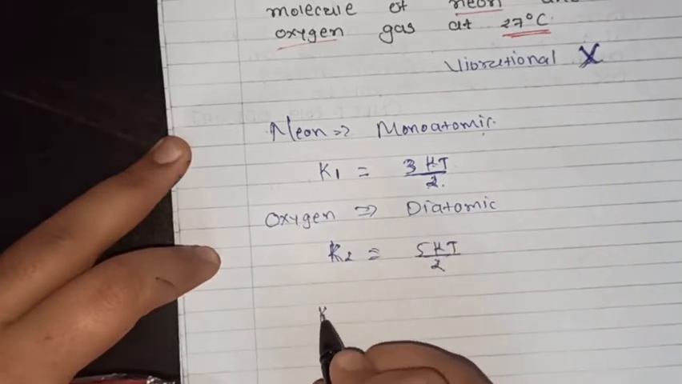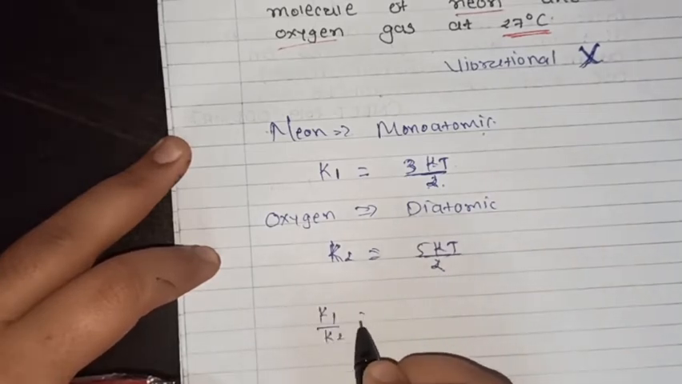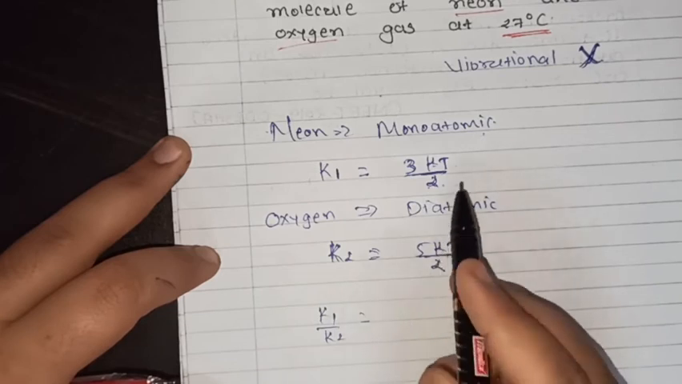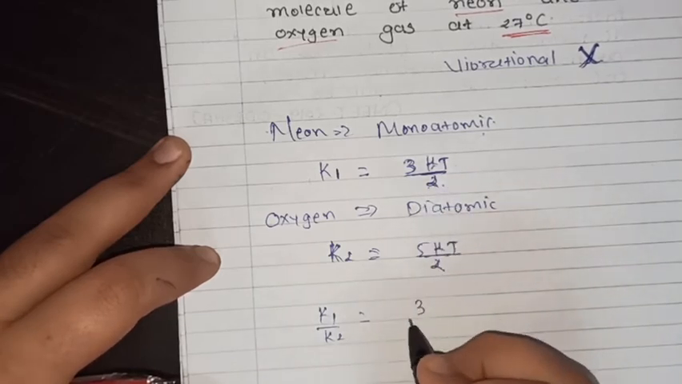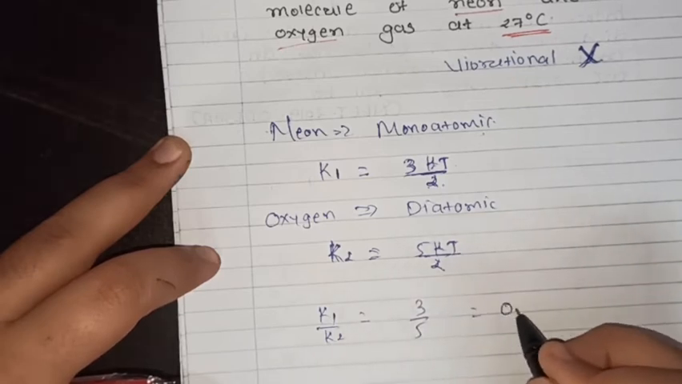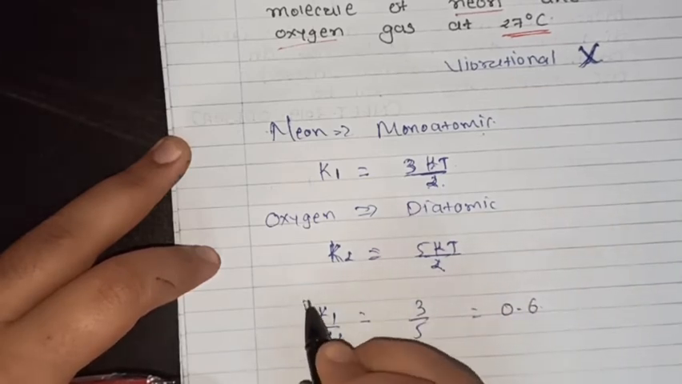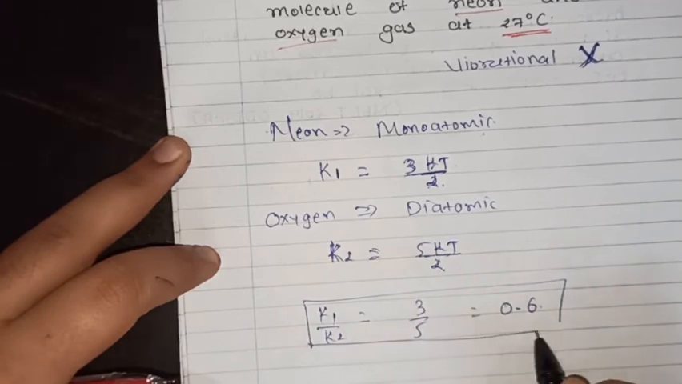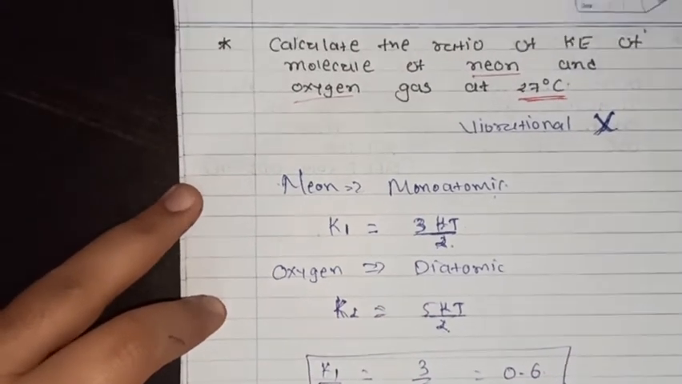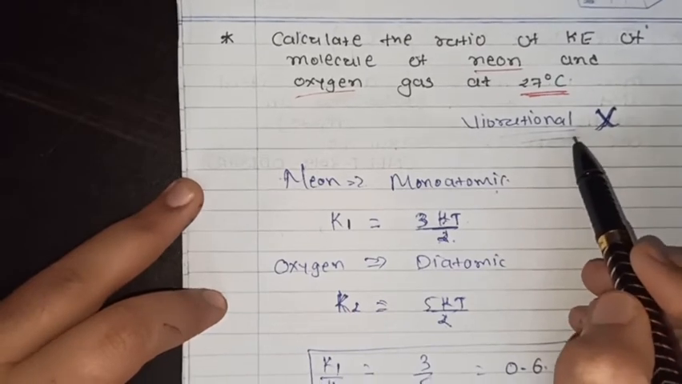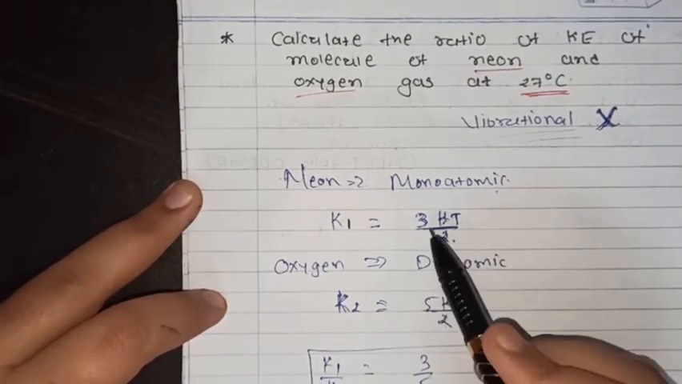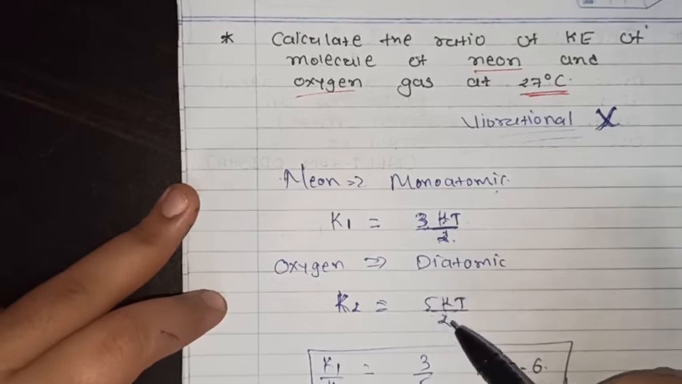We want to take the ratio, so K1 by K2 is equal to 3 kT by 2 divided by 5 kT by 2, that will be 3 by 5, which is equal to 0.6. Here in this question we have to understand that vibrational mode is not to be considered, and we should remember the degrees of freedom for each gas.